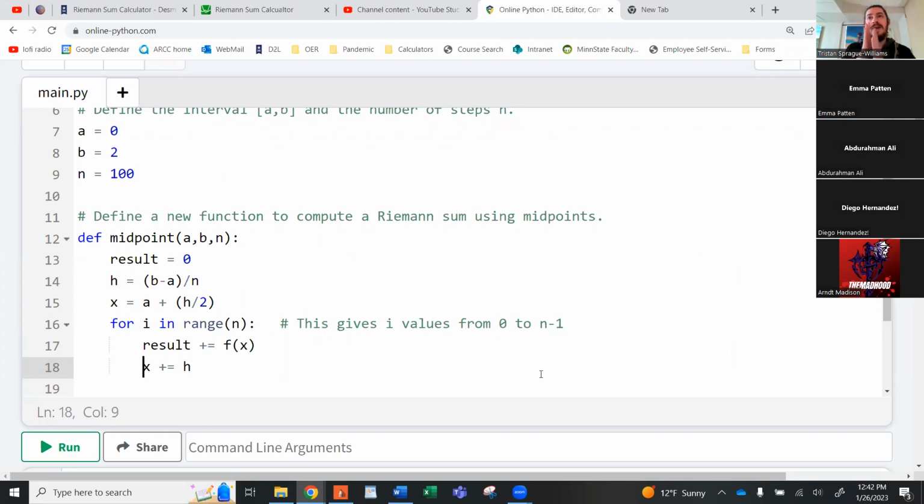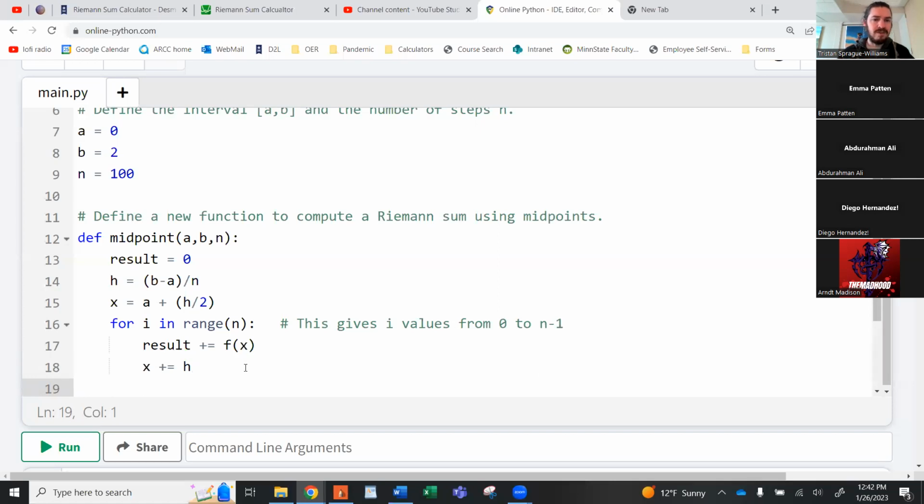This is going to add on the height and then shift the sample point down to the next rectangle. Repeat, add on the height, shift the sample point down, repeat, add on the height, shift the sample point down. And it's going to do that n times from 0. Basically, i goes from 0 to n minus 1. So yeah, there we go.